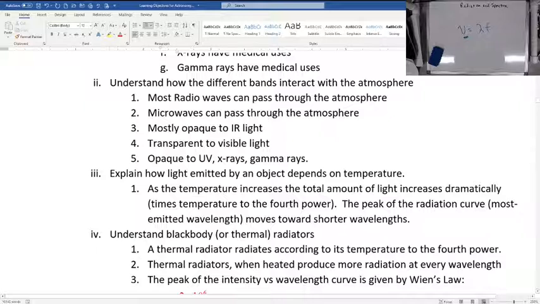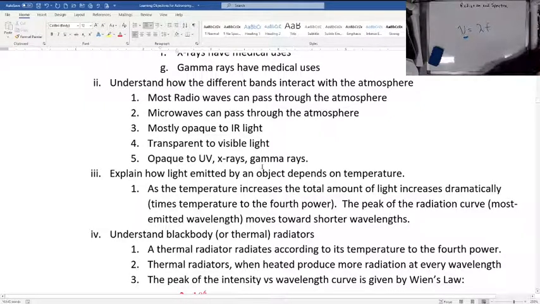Astronomers want to know how these different bands pass through the atmosphere. Most radio waves can pass through, microwaves can pass through. The atmosphere is mostly opaque, that is, it doesn't allow infrared to come through, but it allows visible. And then it's opaque to ultraviolet, X-rays, and gamma rays. This is really good because the atmosphere stops all this dangerous radiation from getting to us.